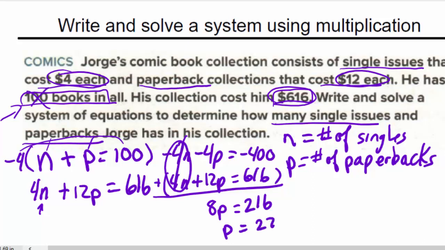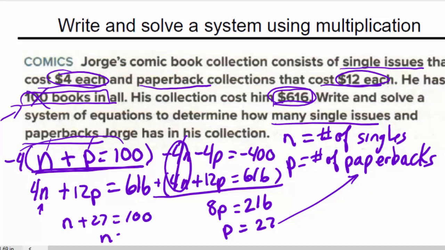Now remember, this is the number of paperbacks. So he's got 27 paperbacks. And if I want to solve for the number of singles, all I have to do is go back to that original equation, n plus p, and in place of p, substitute 27, and then solve for n. Then n ends up equaling 73. So he's got 73 singles and 27 paperbacks.